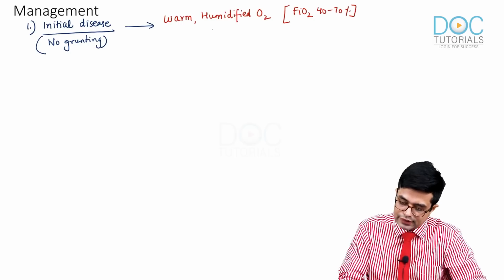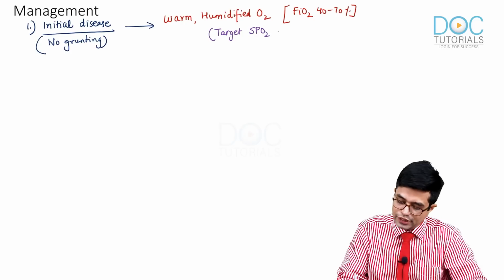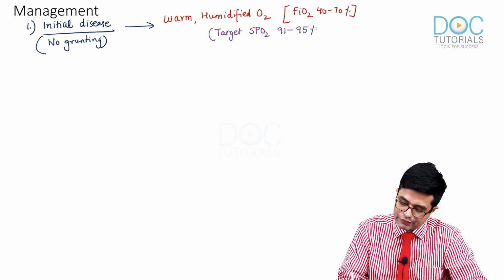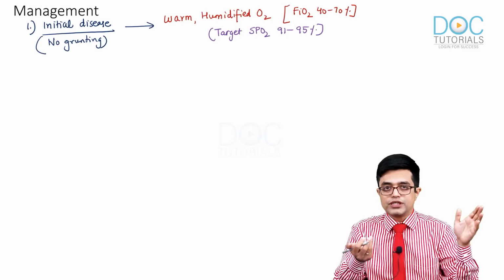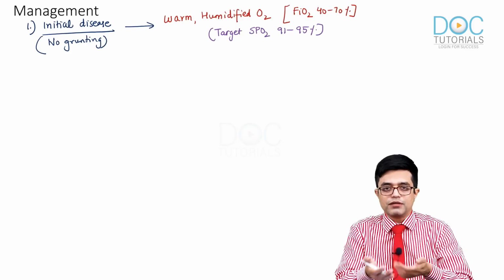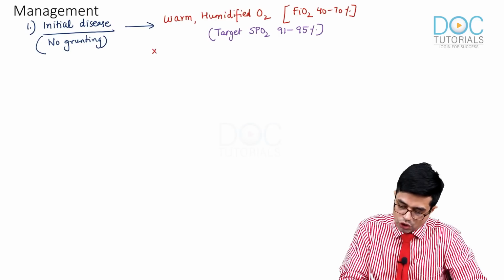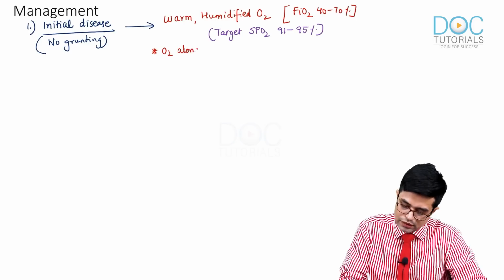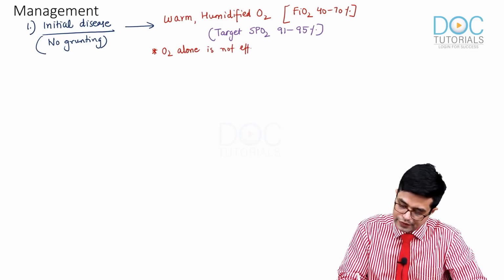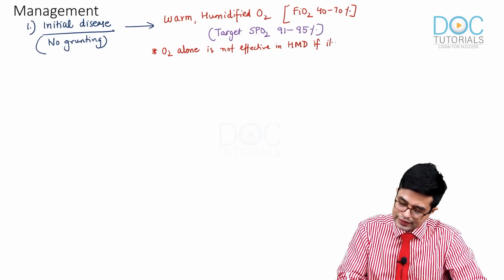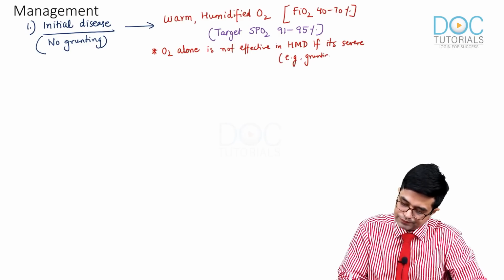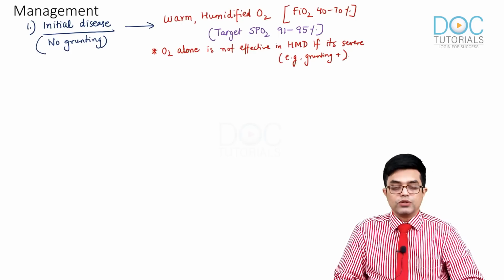And when we start it, the target should be that the arterial SpO2 saturation of the child should be between 91 to 95%. We don't target 100% because if you give a high oxygen concentration, it will cause retinopathy. All these are preterm children. So target SpO2 is 91 to 95%. The thing to remember here is oxygen alone is not effective in HMD if it is severe, for example, if grunting is present.